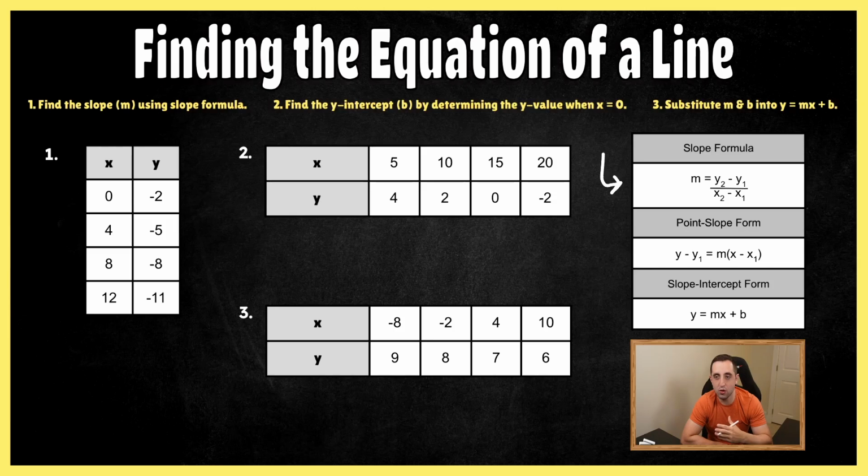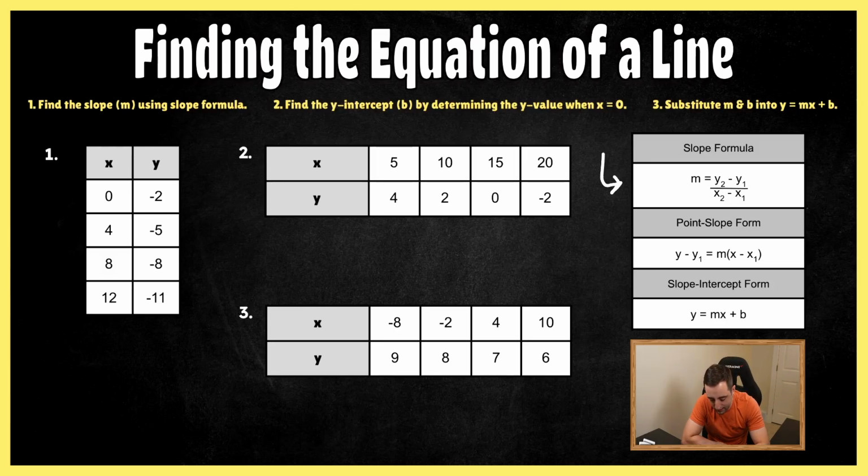Now, I think students always think that they need to pick the first two order pairs that they see in the table. And if you truly do have a slope, everything should be changing at a constant rate of change. That means your x coordinates should be going up or down at the same exact rate, and your y coordinates should be doing the same.